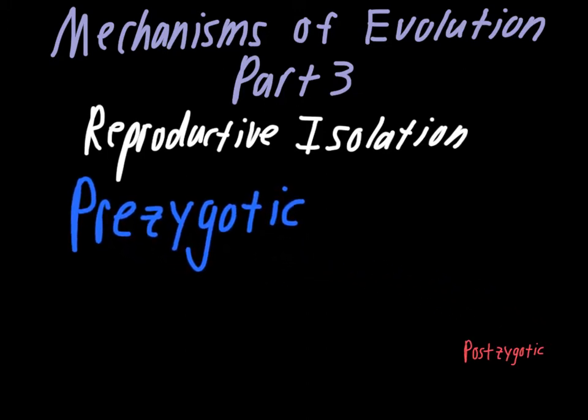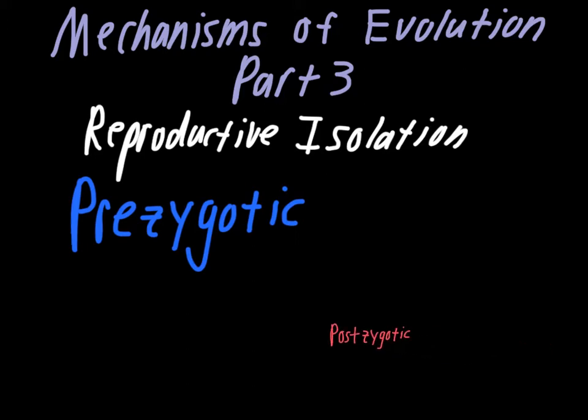So this is something that can limit the individuals of a species that are reproducing with other individuals before a zygote is made. So the term zygotic refers to a zygote. A zygote is just a fertilized egg. So it's like before the individuals even have an opportunity to reproduce, they're being isolated from each other. We'll go over a couple of examples of that in a minute.